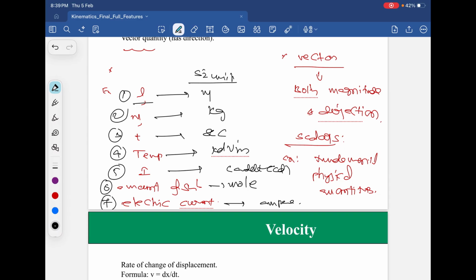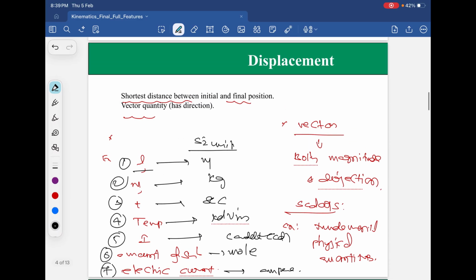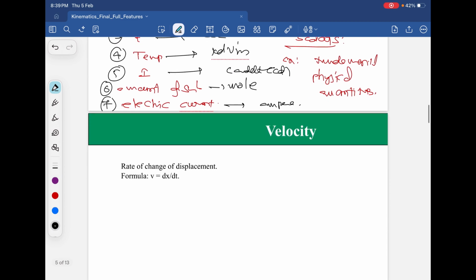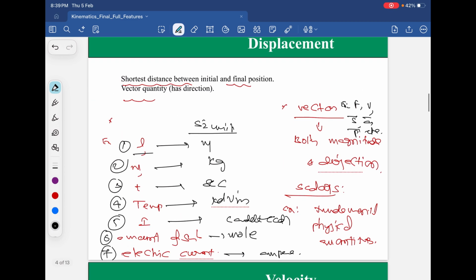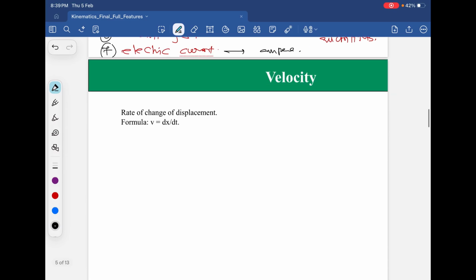Vectors are only those physical quantities which have both magnitude and direction. Examples we will talk about in coming classes: force, velocity, displacement, acceleration, momentum, etc. Currently remember this. Now coming back, the shortest distance between the initial and final position is defined as displacement.